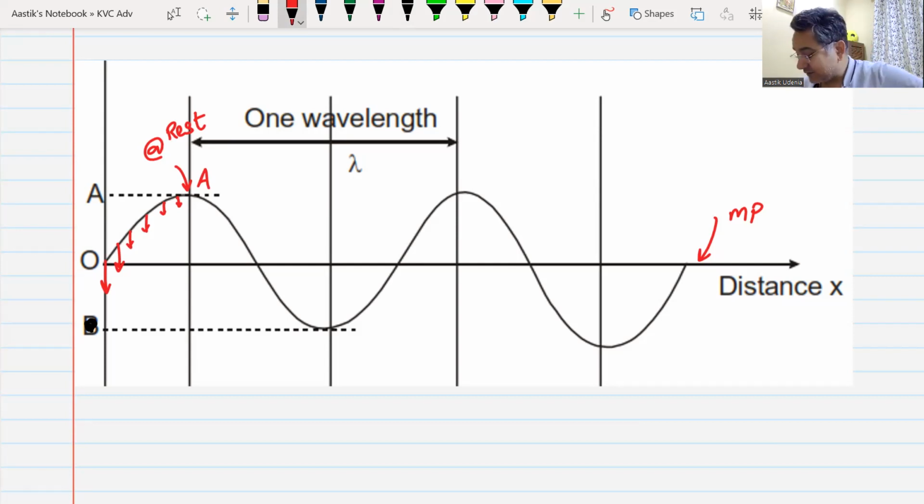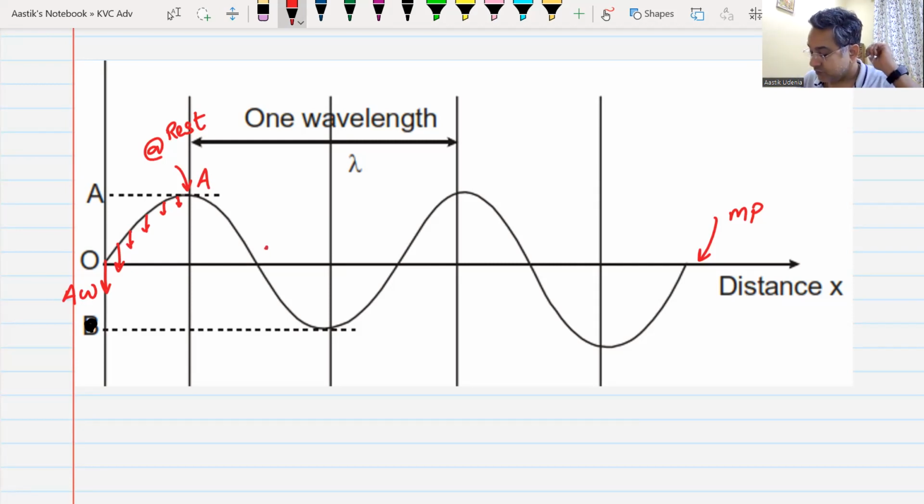The particle at O has the maximum speed, and how much is that maximum speed? See, we have forgotten simple things. A omega, sir. A into omega.